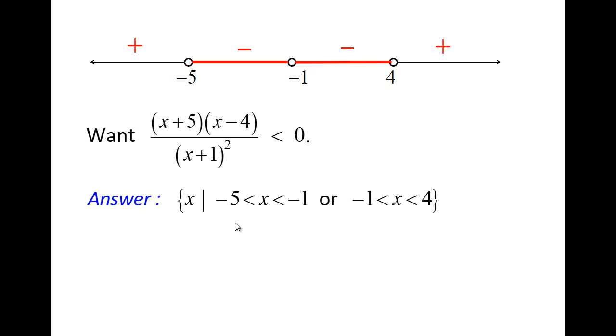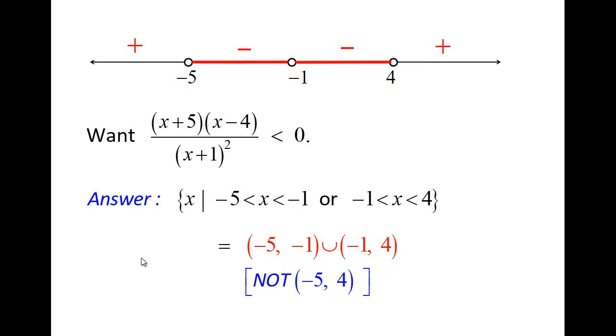So the answer is that the solution to this inequality is the set of all x such that x is between negative 5 and negative 1, or x is between negative 1 and 4. In other words, x is in the interval from negative 5 to negative 1, union negative 1 to 4. Notice that we should not write the answer as the interval from negative 5 to 4, because negative 1 is not included in the solution.